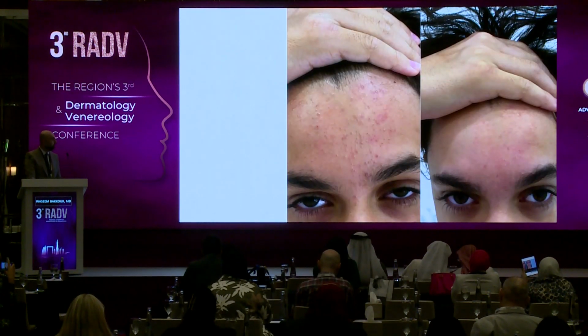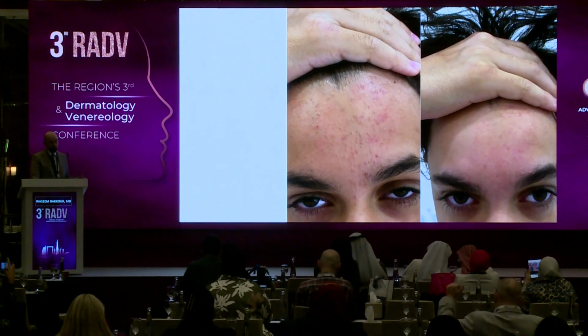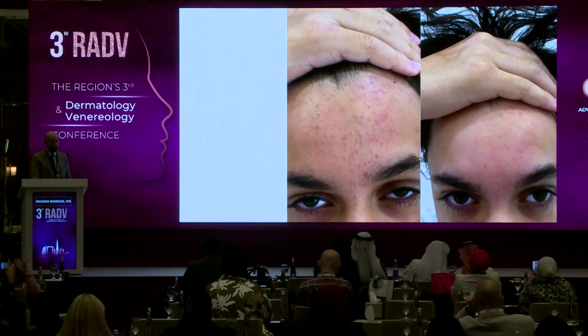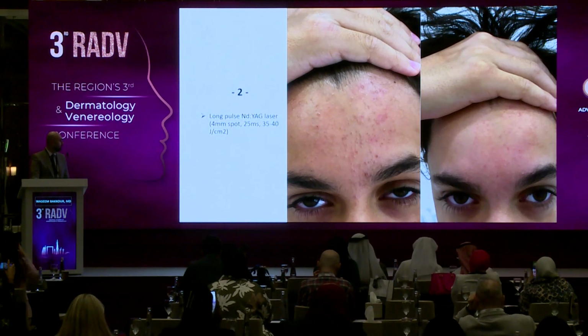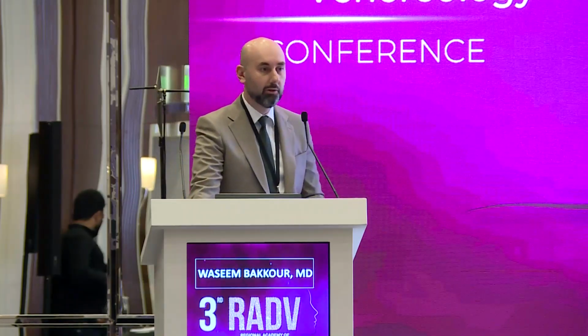This lady, 9 months down the line now, there has been no recurrence. This is another patient, a 14-year-old with moderate mixed acne and skin type 4. Because he has a darker skin type, I use slightly more conservative settings with the laser. And after 5 sessions, again, you can see excellent clearance. And 9 months down the line, there has been no recurrence.